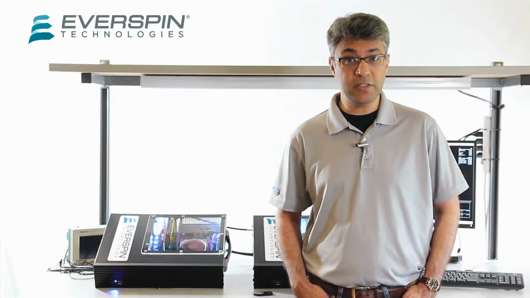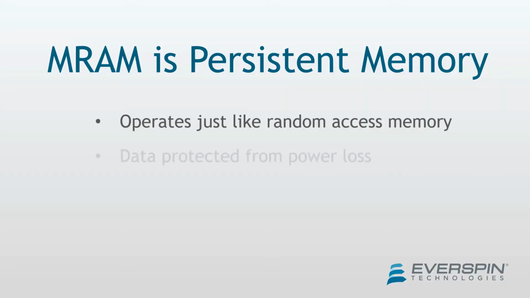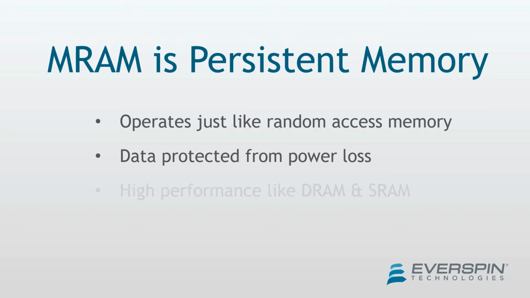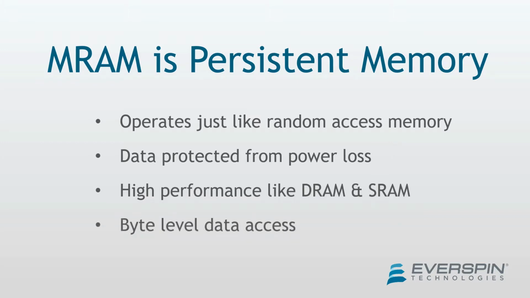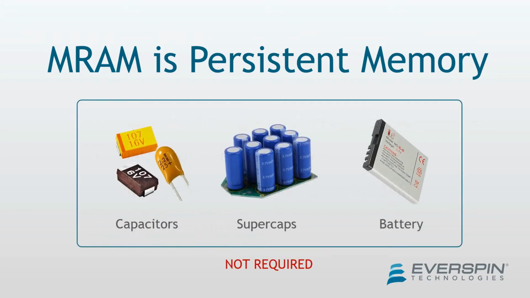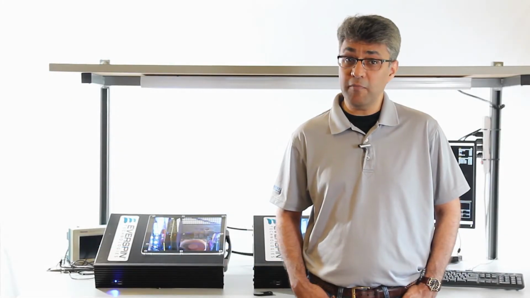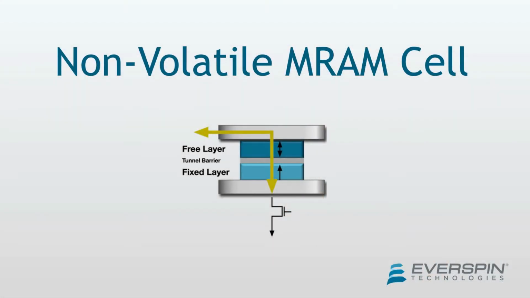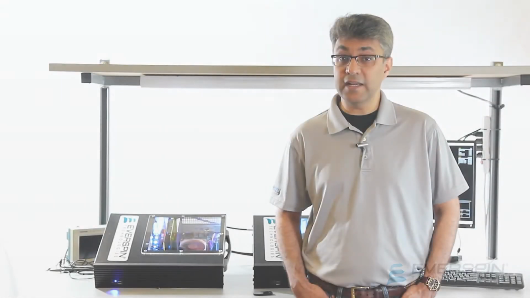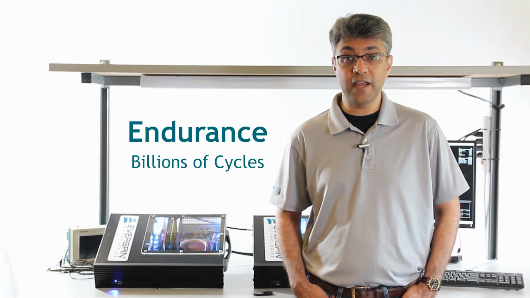MRAM is a special type of memory device which can be accessed just like any other random access memory, but the data is not lost even if power is removed. It is a persistent memory device which operates at performance levels of SRAM and DRAM, but does not require any capacitors, supercaps, or battery to protect data from power loss. The MRAM memory cell technology is inherently non-volatile. In addition, the endurance level of STT-MRAM is in billions of access cycles.